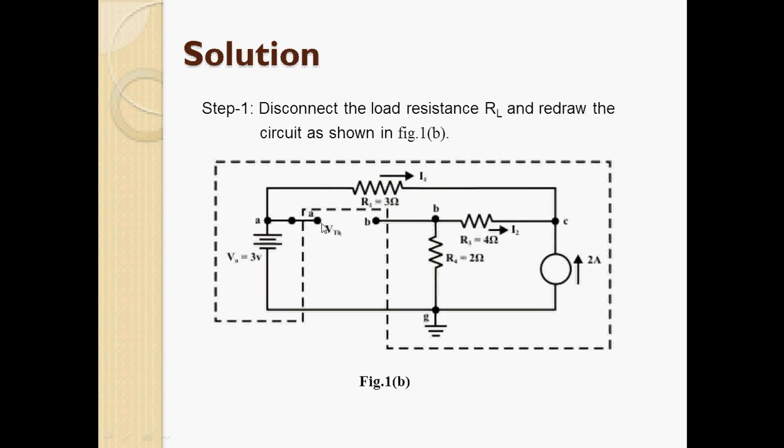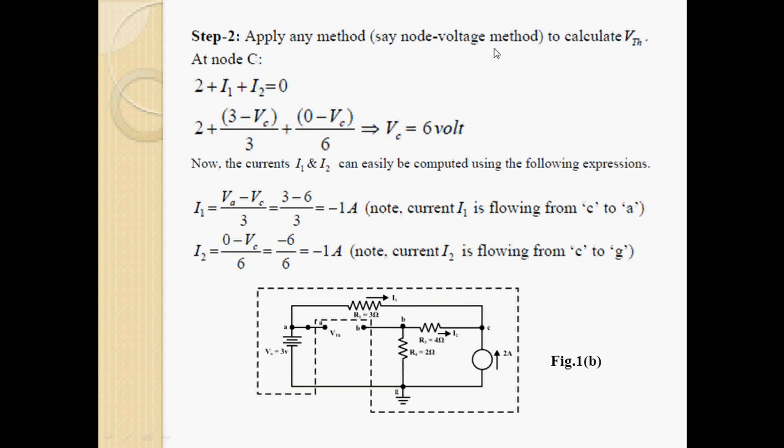To calculate the voltage, you can use mesh analysis, nodal analysis, or the superposition theorem. Here suppose we use mesh analysis or nodal voltage. So what will be the node equation, at node C? Let this current be I1, let this current be I2, and this is 2 ampere that is given. If we apply KCL at node C, the summation of the currents will be 0. So 2 plus I1 plus I2 equals 0.